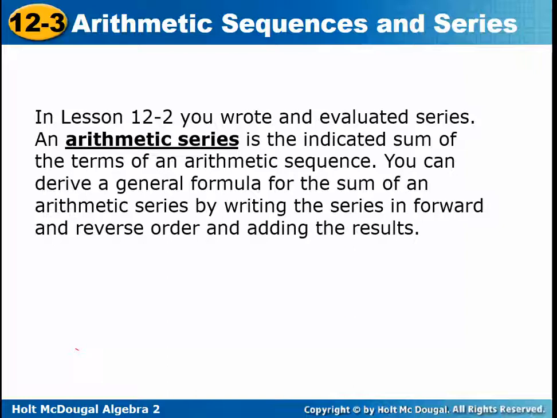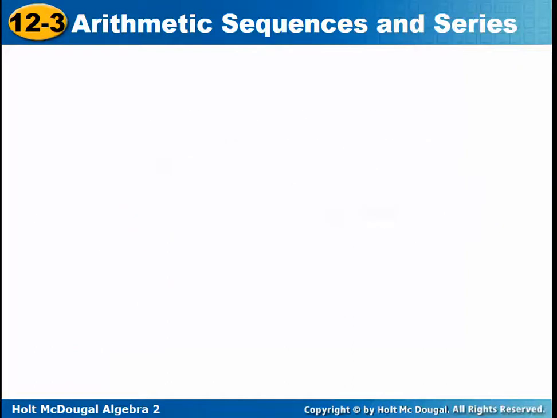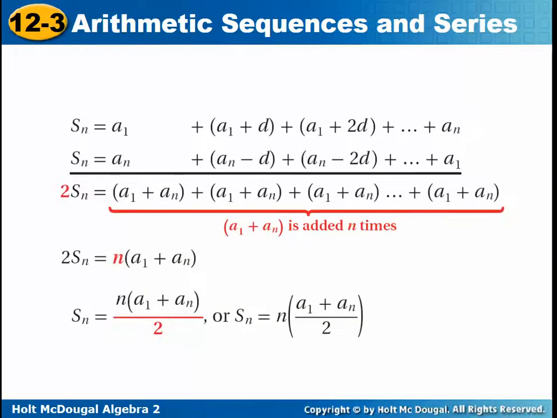So we can derive a general formula for the sum of an arithmetic series by writing the series in forward and reverse order and adding the results. You won't have to do this, they're just showing how they got this formula. So they came up with this formula. This is what we will be using. The sum of so many terms of an arithmetic series is going to be equal to the number of terms times a1 plus an, all divided by 2.